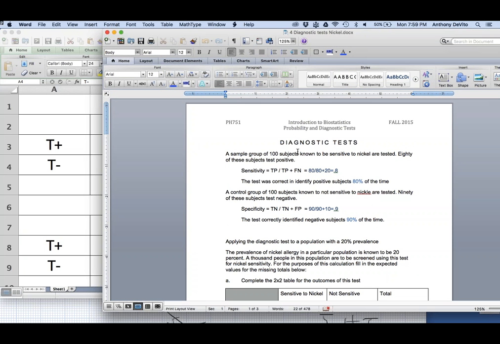This diagnostic test is for sensitivity to nickel, or the test if you're allergic to nickel. I'm going to use the word allergic to nickel from now on because sensitivity is a special word for us now. Okay, so I want to know if you're allergic to nickel, right? Well, we took 100 subjects that are known to be sensitive to nickel, right? They were tested with this new screening test.